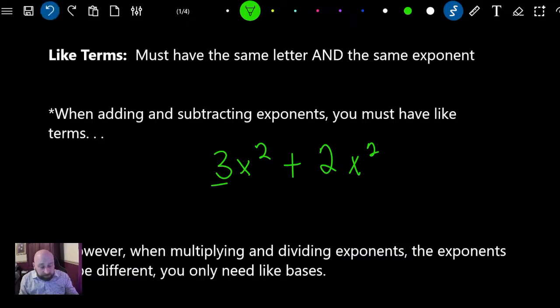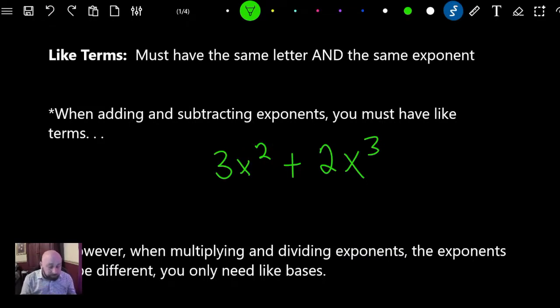So if we have something like this, 3x squared plus 2x cubed, we cannot do anything there. We cannot add those together. Why not? Because the letter is the same, so you say, why can't I add those together? I should be able to add those together. But the exponent is not the same. These are not like terms. It's very important that you remember that.